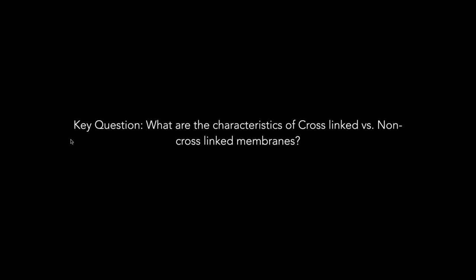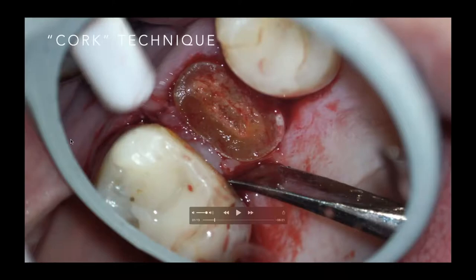So the nice thing about a resorbable cross-linked collagen membrane is that you get protection as well as still being able to promote soft tissue growth over it, without the need to go in for a secondary removal procedure. So the cork technique is probably what many of us do.